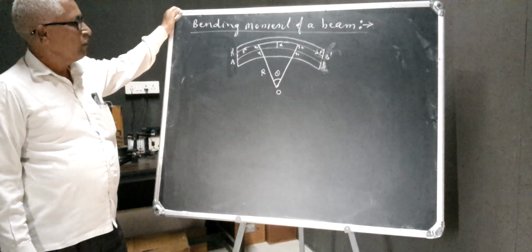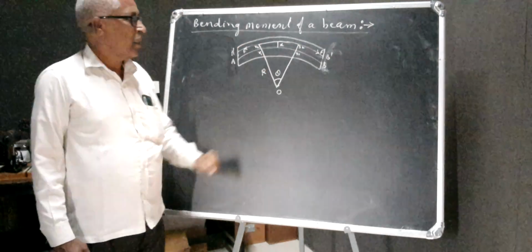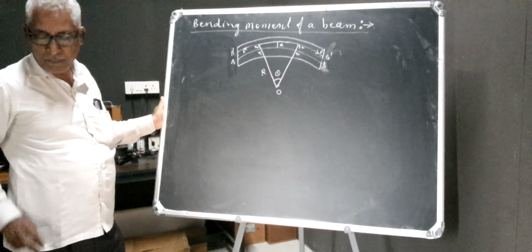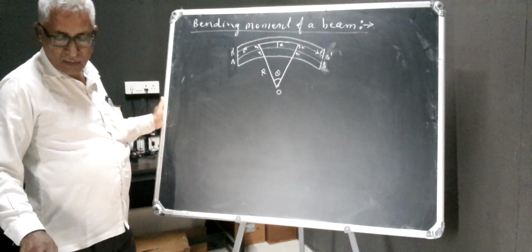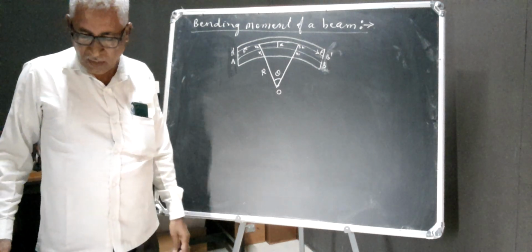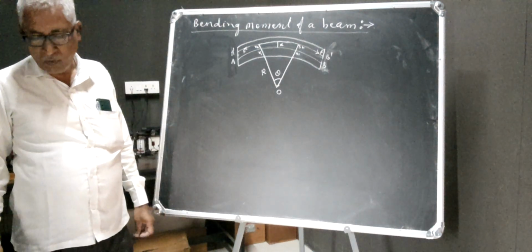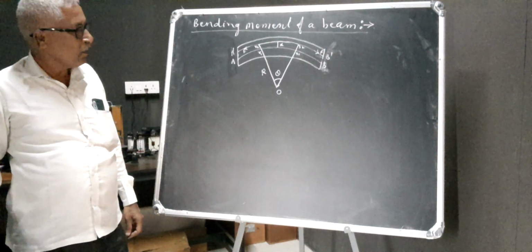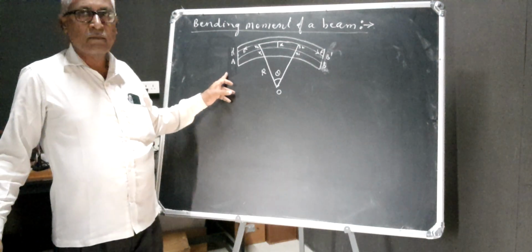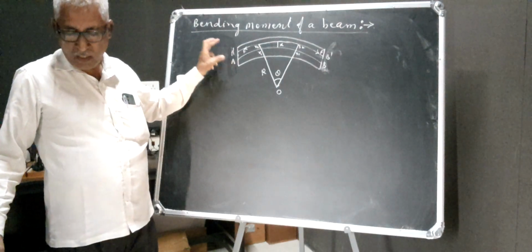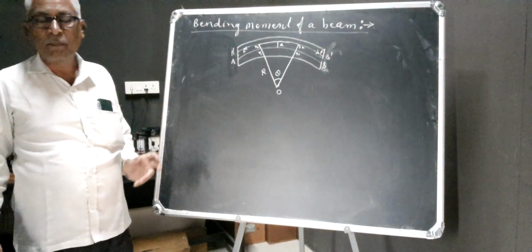We see that the length of this beam is very large as compared to its cross section area. A beam is defined as a structure of uniform cross section with sufficiently large length. Means this beam has a very large length as compared to its cross section area. Now we want to find the moment of a beam.